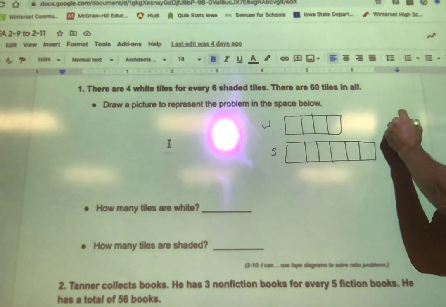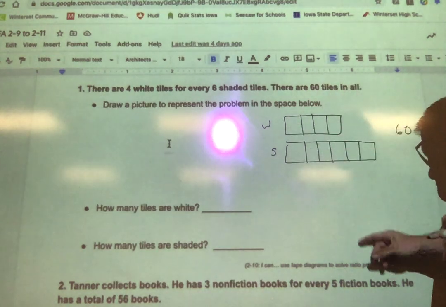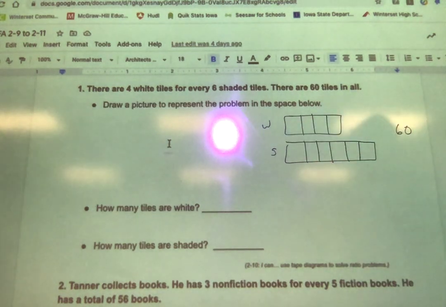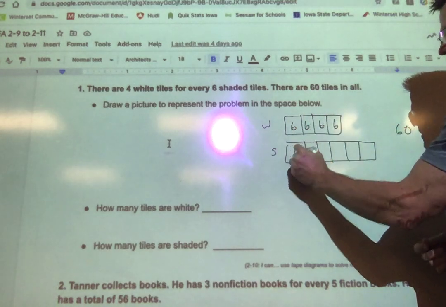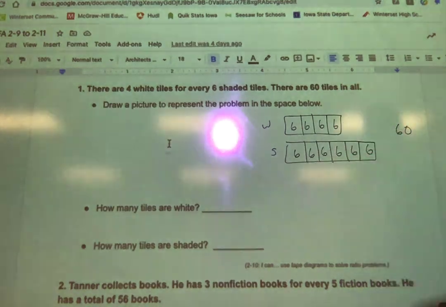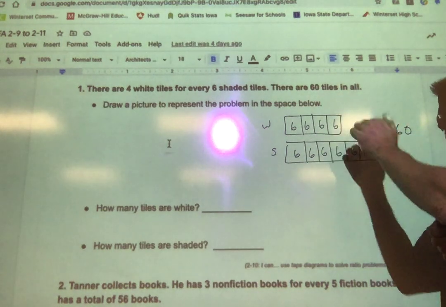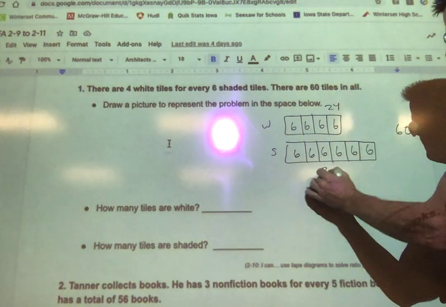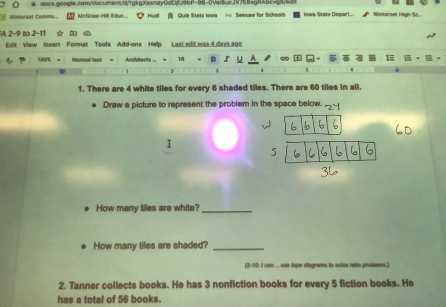So we know with the tape diagram we can put the total over here, and we've got 60. And I need to divide that up evenly in every box. So I know there's 10 boxes when I add all these up. So 60 divided by 10 is 6. So now I'm going to put a 6 in every box. And I just do the white, those 6 four times, and then the shaded, I do those 6 times. So when I get all these added together, I know 6 times 4 is 24 here, and 6 times 6 is 36.